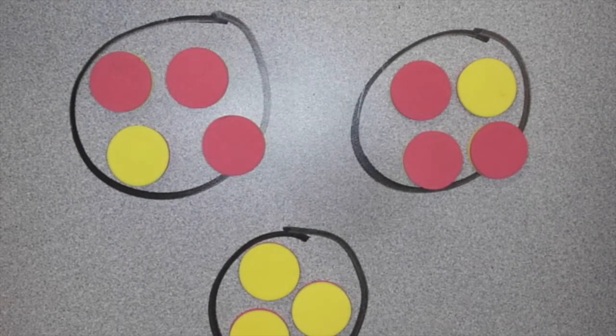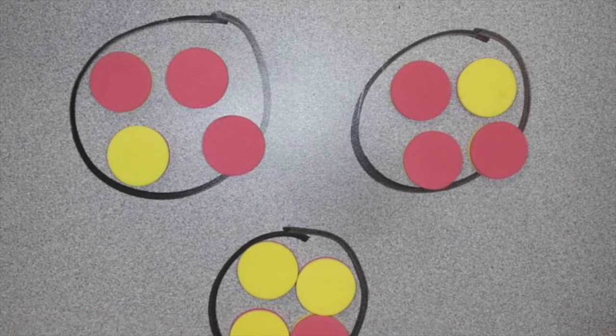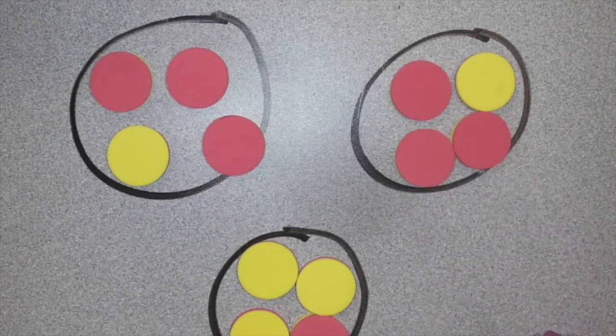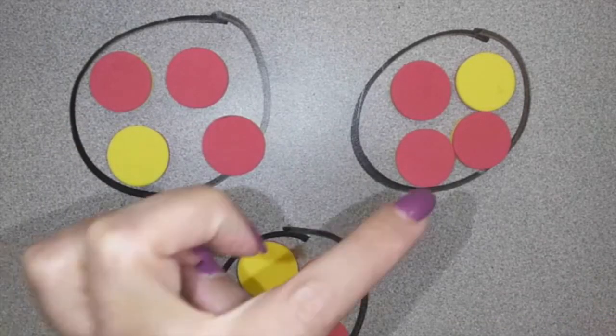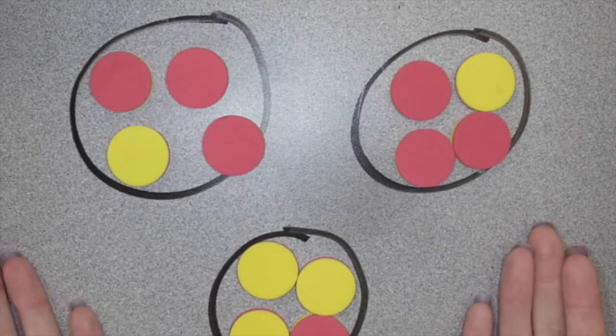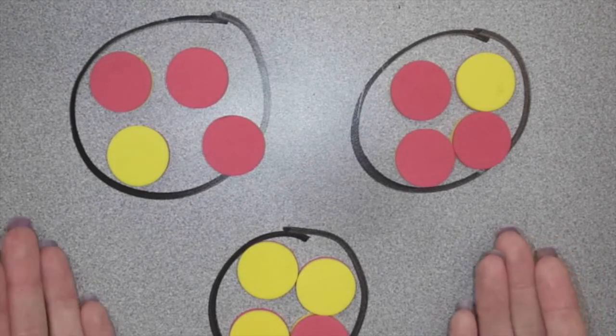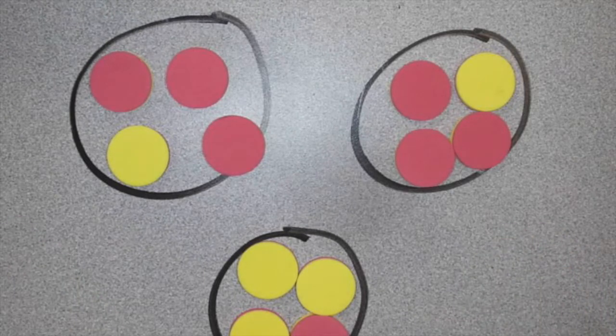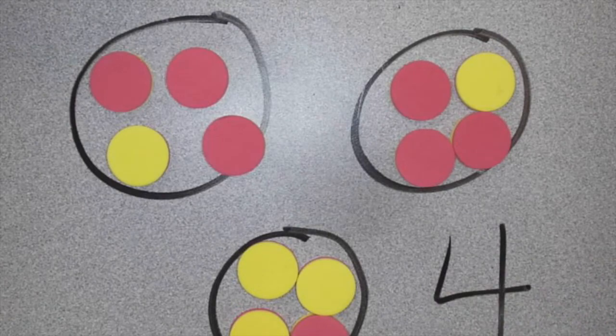Oh, I'm missing one counter. All right, there we go. Now, I had a total of 12 counters. I placed one counter at a time in each group, and as you can see, how many counters are in each group? 4. So that's our answer. Okay? Let's do another one.